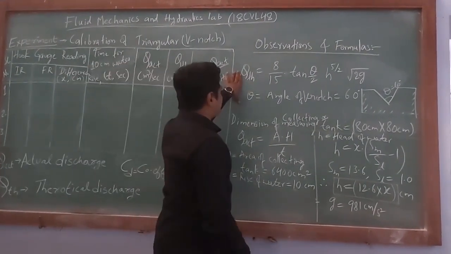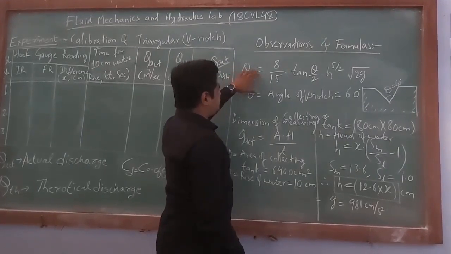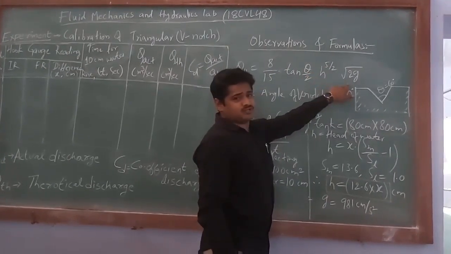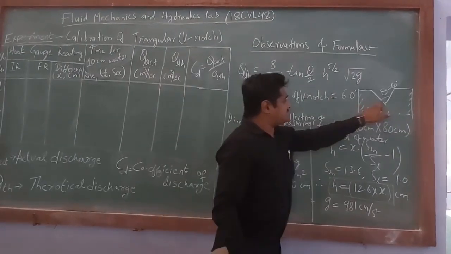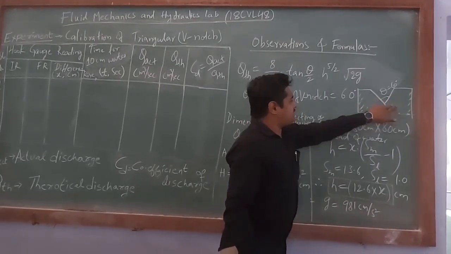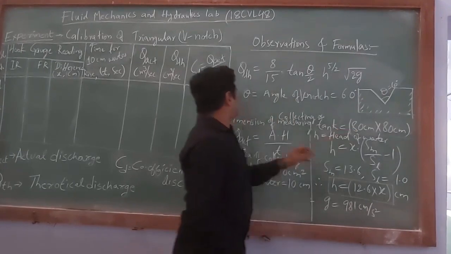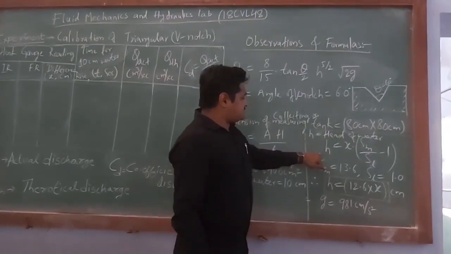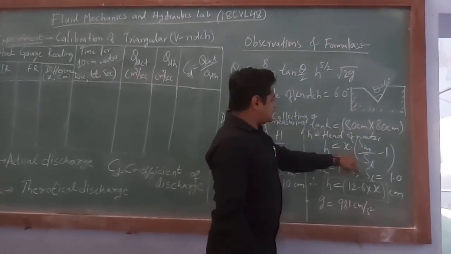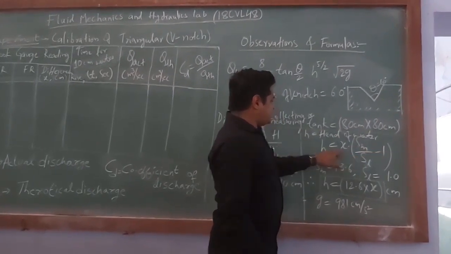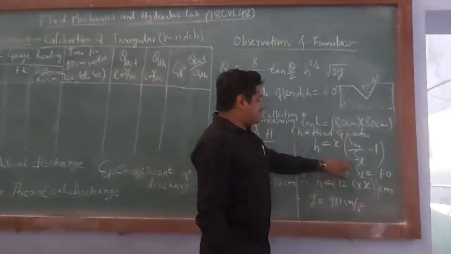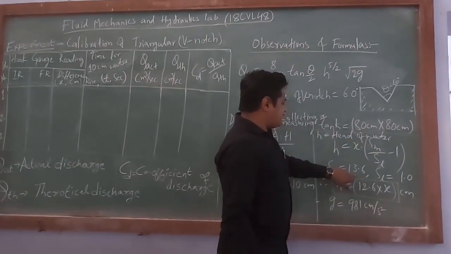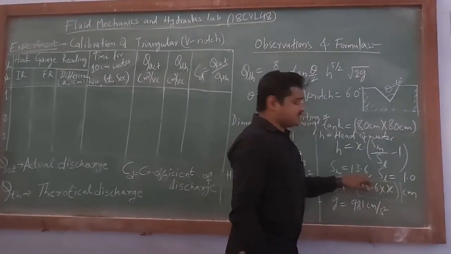This is the standard formula to find out Q theoretical for V notch, that is 8 by 15 tan theta by 2 h to the power 5 by 2 root 2g, where theta is the angle of the V notch, that is 60 degrees. And h is the head of water, given by the formula x into Sm by Sl minus 1, where Sm is the specific gravity of mercury and Sl is the specific gravity of liquid. So Sm is equal to 13.6, it is a standard value, and Sl is 1.0. Both are standard values.